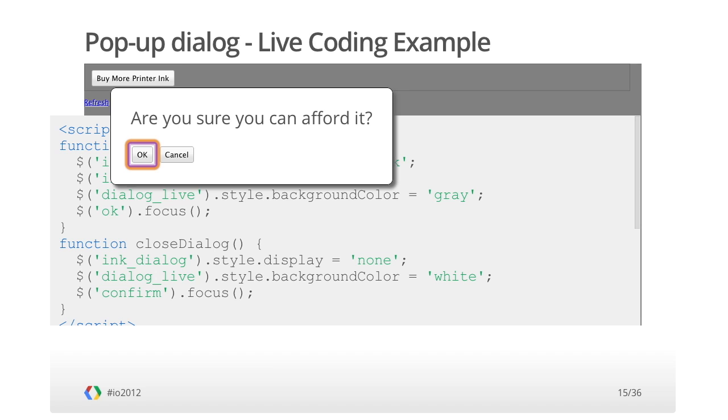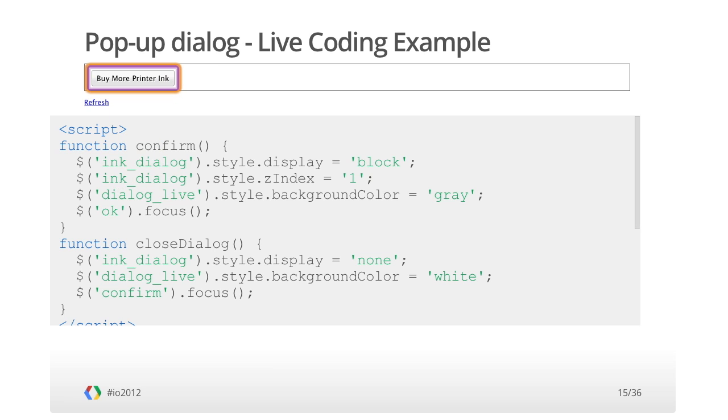So let's try closing the dialog. I'm going to hit enter on the OK button. Exit dialog. And you'll see that ChromeVox said exiting dialog, and focus is thrown right back onto the buy more printer ink button. So the user is right back where they started, and you've helped them out a lot when they're going through this dialog workflow.